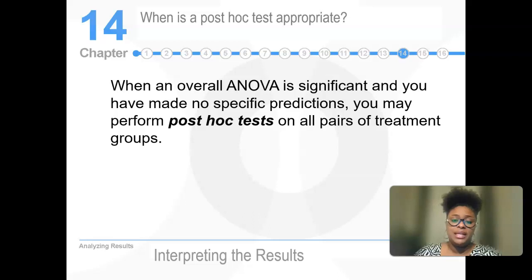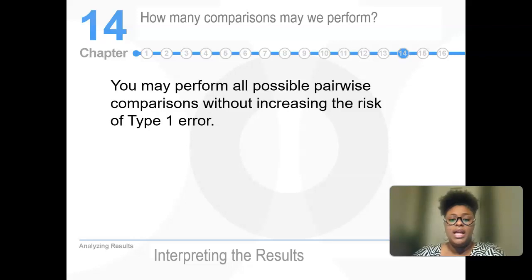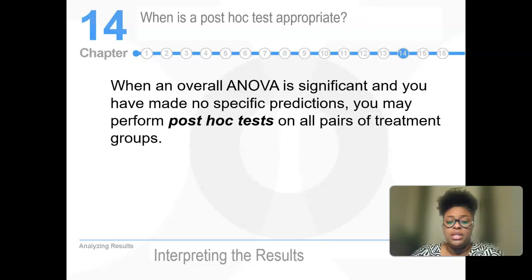You have the t-test, you have the chi-square test, you have non-parametric tests and parametric tests, and you have the post hoc test as well as the F test. You may perform all possible pairwise comparisons without increasing the risk of type 1 error when you are using the post hoc test.